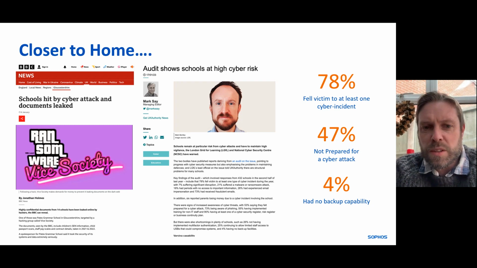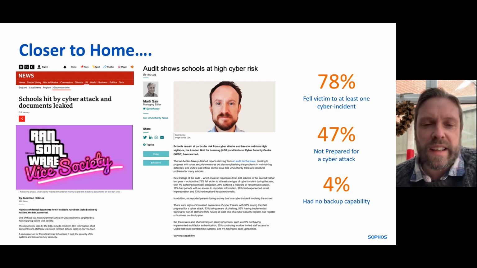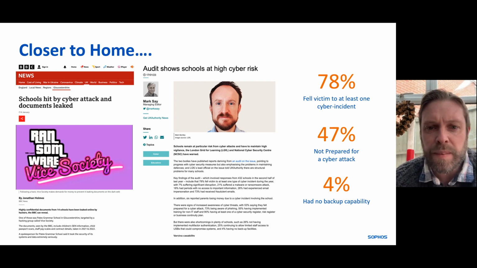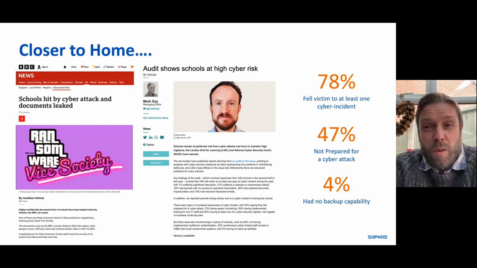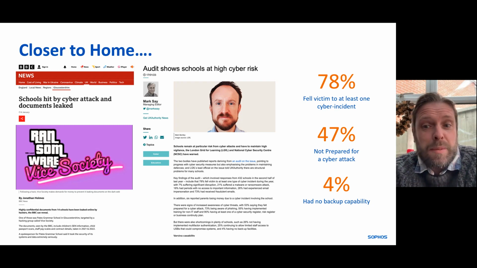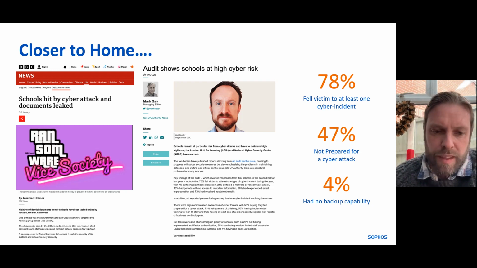And there's a really interesting audit as well that was carried out in conjunction with London Grid for Learning, which really just looked at, particularly, education and their readiness for attacks. And again, a very high percentage of those organizations experienced some kind of cyber-related incident. A large proportion feel that they're maybe not ready for a cyber attack. And this is the thing that really worries me: a very significant 4% of organizations had no backup plan. So if you get hit by ransomware and you have no backup, then that's a real problem, right? Because you are almost then stuck between accepting that you've lost the data or paying the cyber criminals off and hoping for the best.